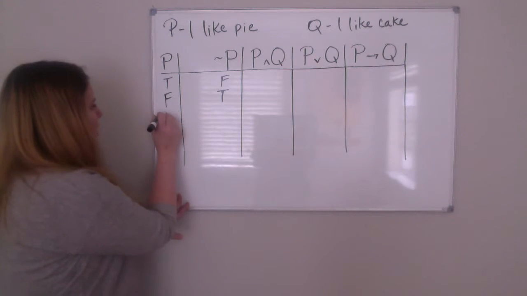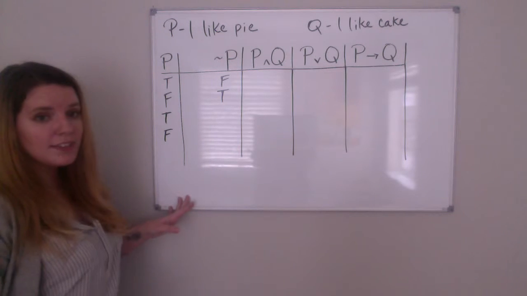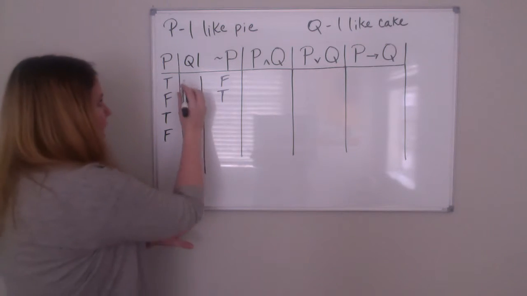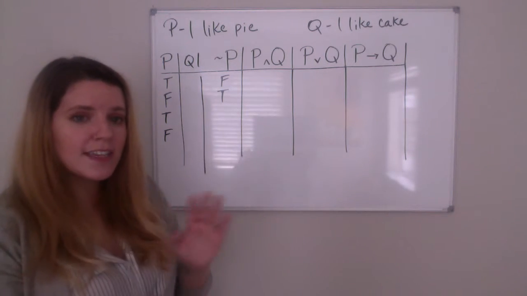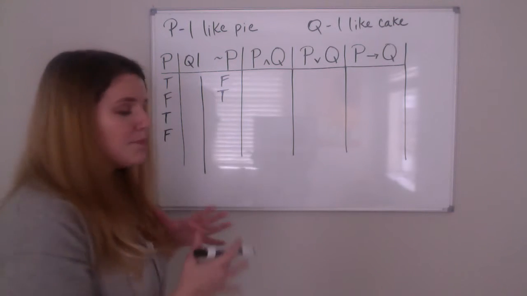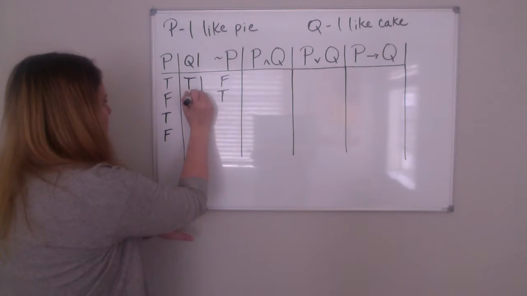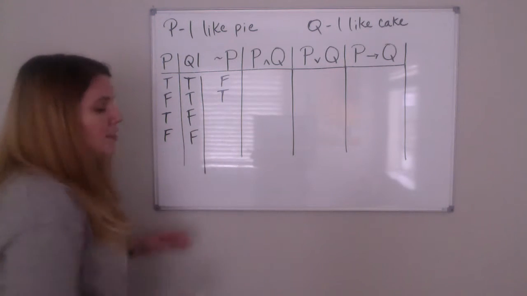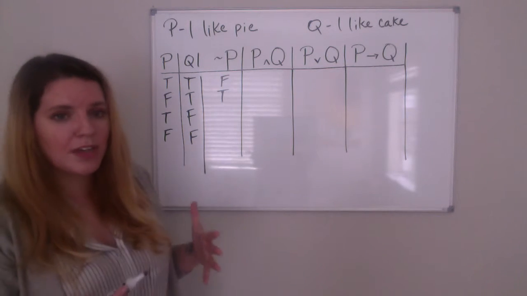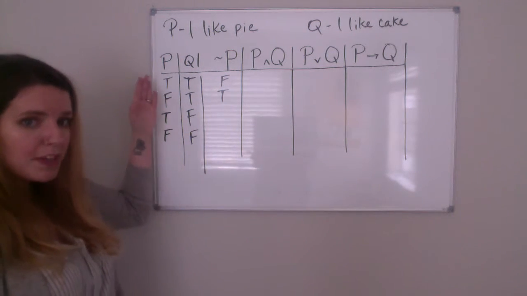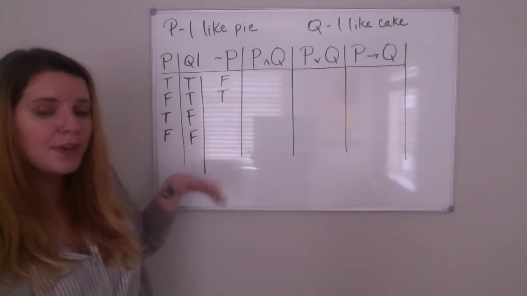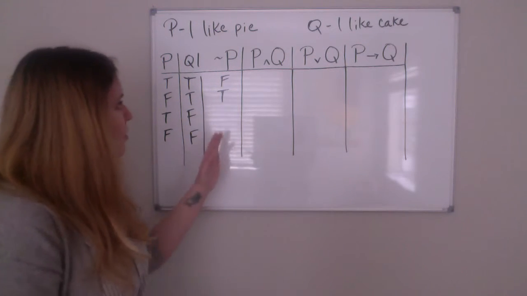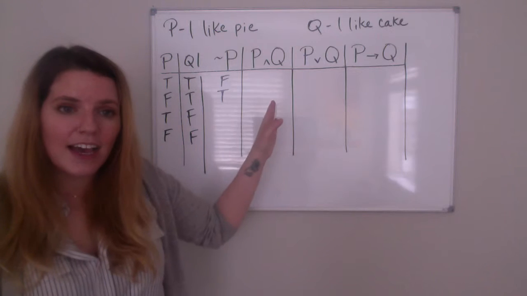All right, so we're just going to write true, false for P. I'm going to give Q a little space here in its own column. And we want to make sure that we have all the possible combinations of P and Q being true and false. So here, I'm going to do the first 2 rows with Q being true, and the last 2 rows with Q being false. And now we have every possible combination of P and Q being true and false. We have them both being true, we have them both being false, and we have each one being true with the other being false.